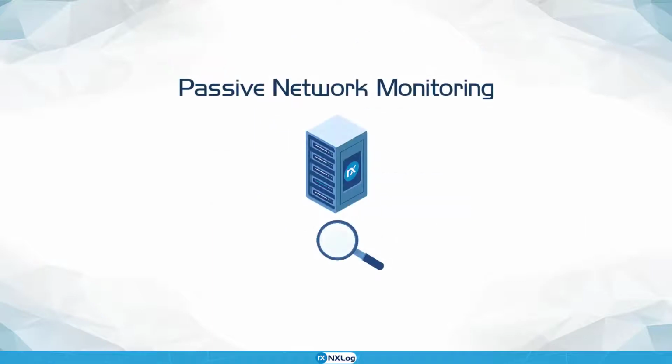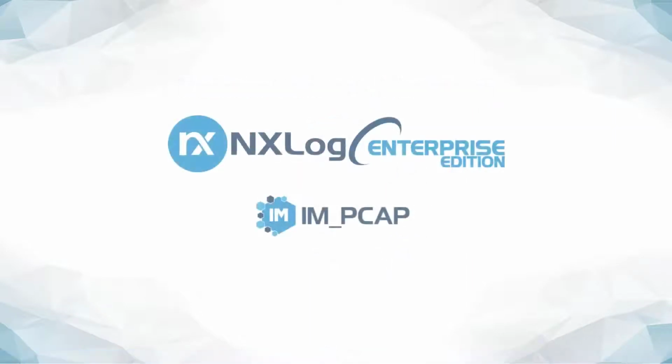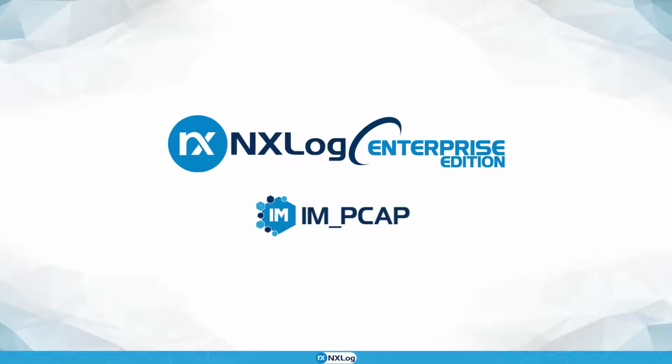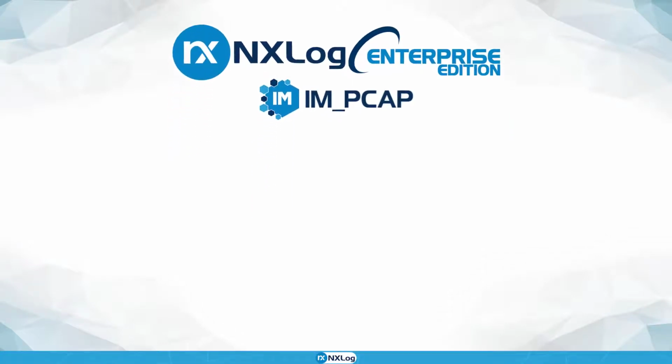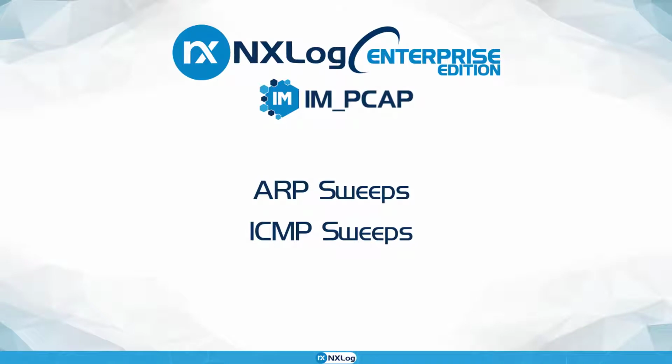With passive network monitoring, administrators have the opportunity to capture network traffic from devices that are not configured or cannot be configured to forward network activity logs, as well as devices on the network they may not be aware of. In this tutorial, I'll demonstrate how NXLog Enterprise Edition using the IMPCAP module can be used to identify large or repeated ARP and ICMP sweeps on the network. These are generally done to identify all devices on a network and may signal malicious intent.